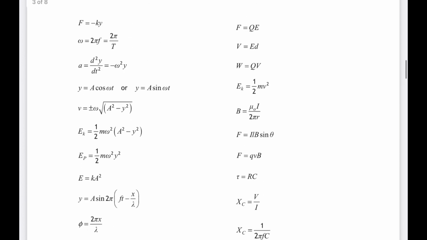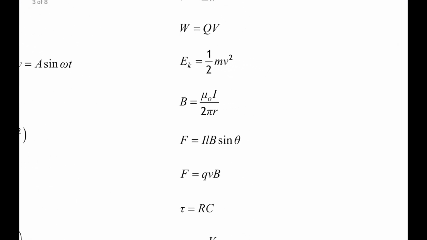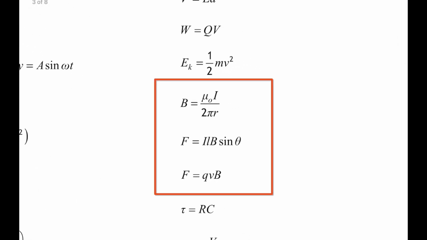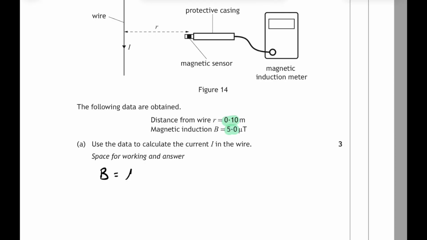That's the equations with B in it. There's 3 of them there on the right hand side, and the one that we are looking for just now is B equals mu naught I over 2 pi r. So let's write that down, and we have to calculate the current in the wire.